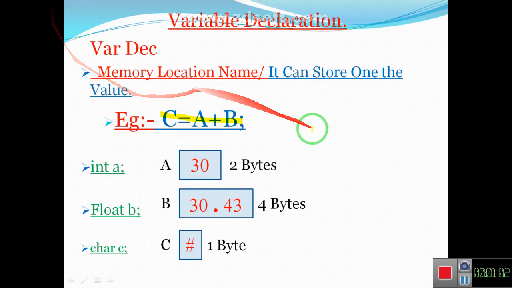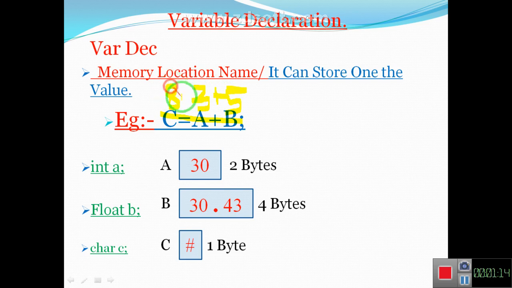Okay? So initially we need to store 3 in A, then 5 in B. Then we apply the operation of plus. Then the answer 8 is going to be stored. That is called the addition of two numbers.